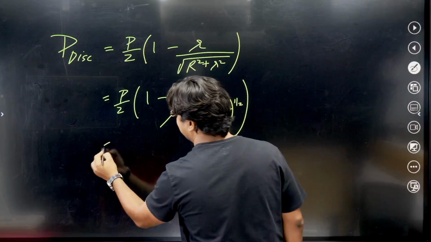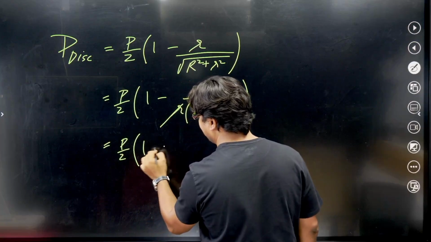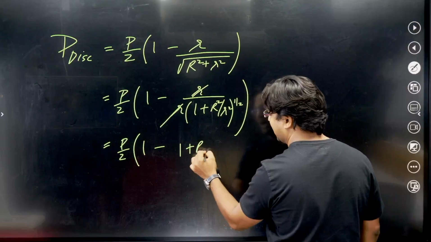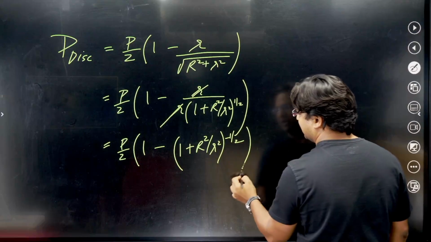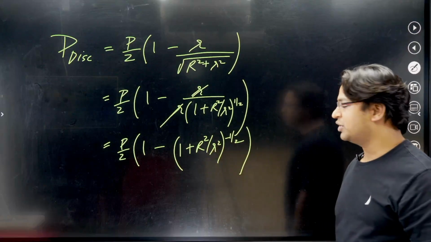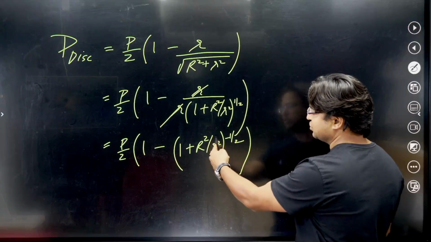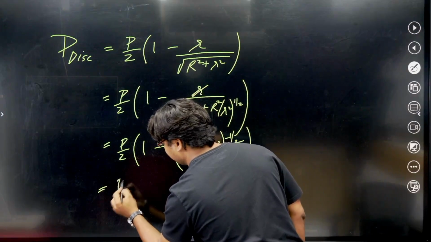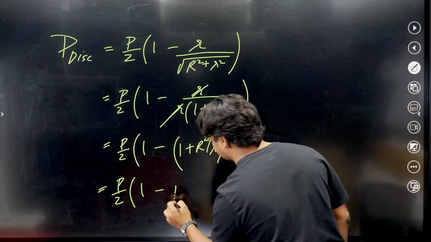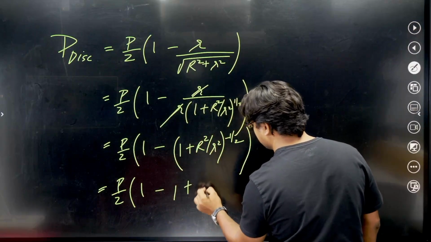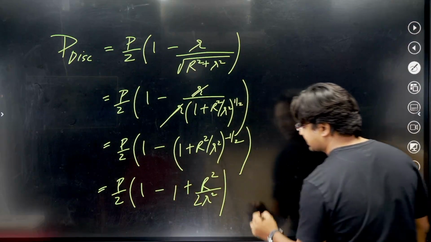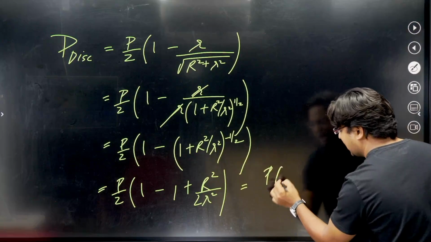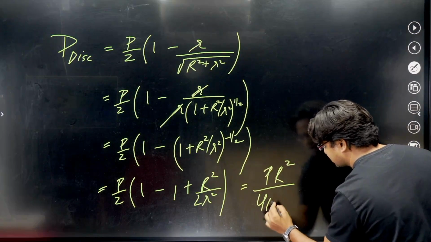Now we can use the binomial theorem. So P by 2 (1 minus (1 plus R square by r square) raised to power minus half). Because capital R square by small r square is very small as compared to 1, we can use the binomial theorem. So it will become P by 2 into (1 minus 1 plus R square by 2r square). The 1 and 1 get cancelled. So it becomes P R square by 4 r square.